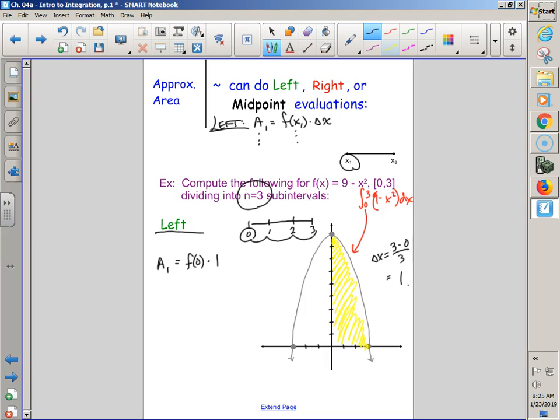What that looks like on my picture, I'm going to go ahead and at 0 go up to the function, and then I'm going to make my first rectangle with that height. So my first rectangle is hitting the function on the left. That's where that left-hand approximation wording comes from. So I use 0 as my first value to plug in. What's my next value going to be for my next rectangle?